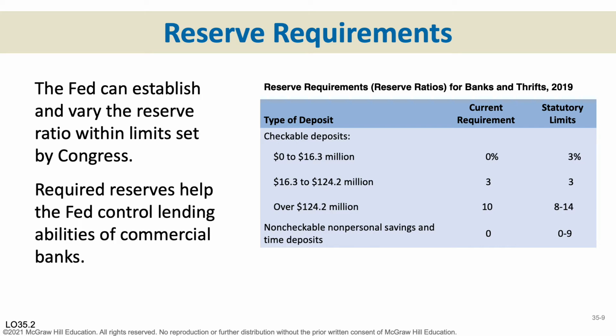If you're a medium-sized bank, 16.3 to 124.2 million, the current required reserve ratio that the bank must keep of their checkable deposits is 3%, and that's as high as it could be by law. If you're a great big bank, over 124 million, then the current requirement for required reserves is 10% of your checkable deposits. It could go as low as 8%, so the Fed could decrease it, or it could go as high as 14%, so they could increase it. But currently, it's 10%.